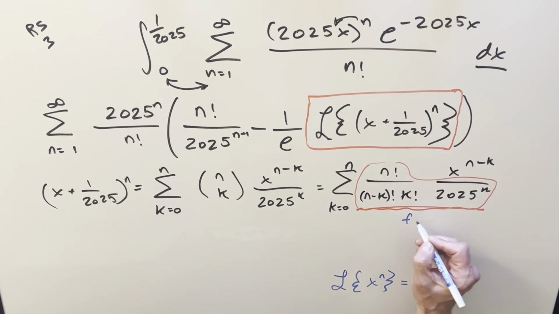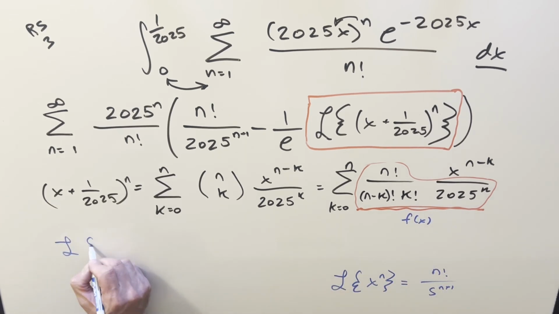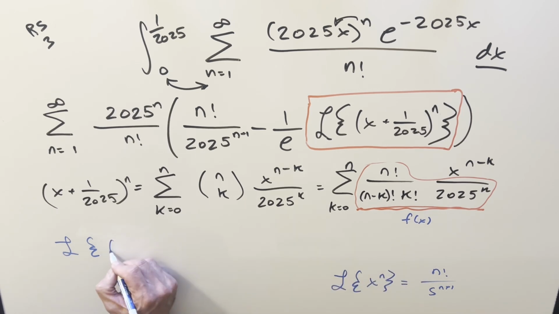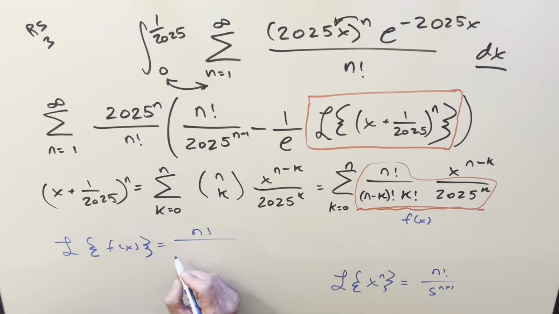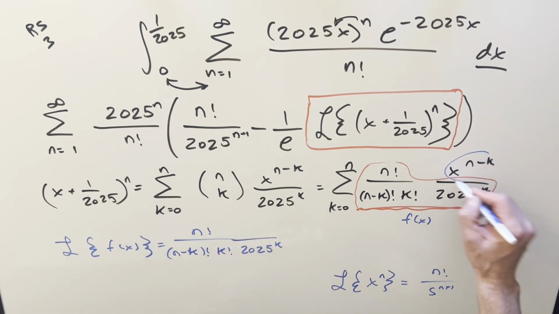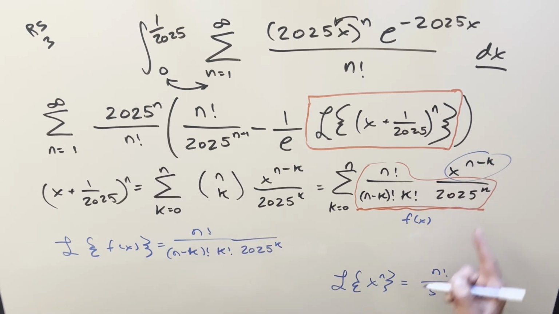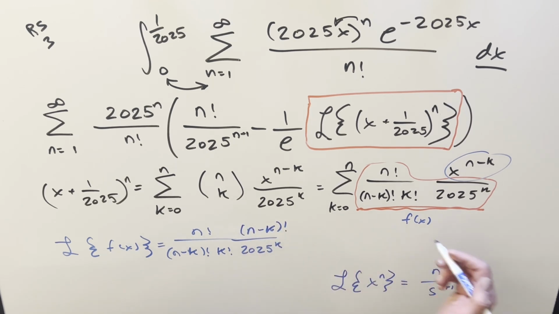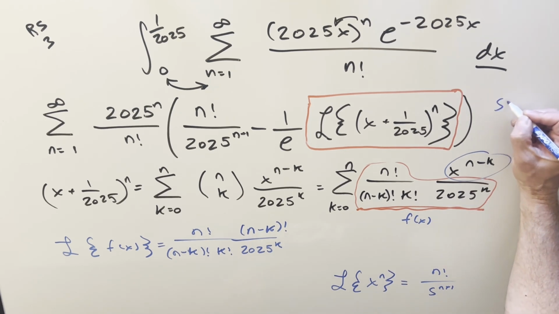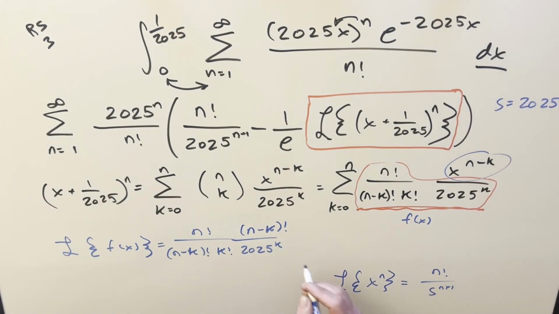So to do this, let's just call this f of x. And I'm going to come over here and we just want the Laplace transform of f of x, or just one term. Well, again, the whole constant is going to come out front. So we're going to have n factorial over n minus k factorial, and this whole denominator. Then for this part, we use the formula. It's going to be n minus k factorial over s to the n plus 1, where we know s is 2025 from earlier. So this is going to end up down here being times 2025 to the n plus 1.